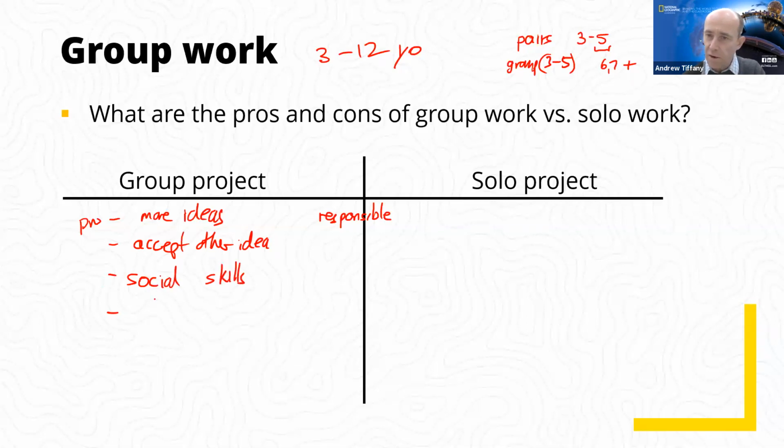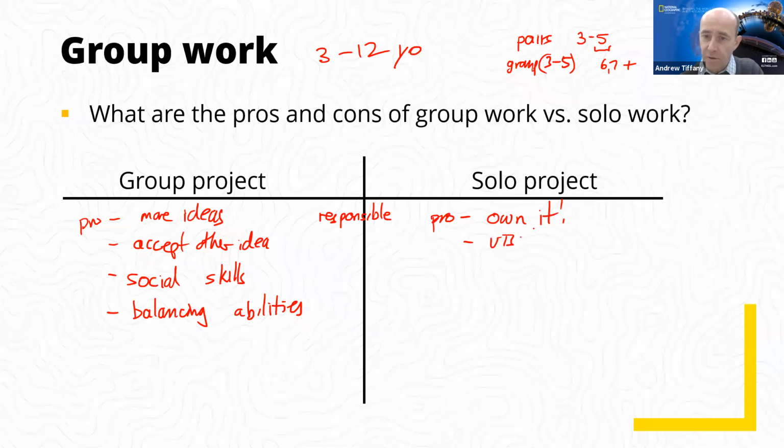I saw someone earlier, I think someone wrote something about balancing abilities in a group, which is a good one as well. Some people are good at coloring, some people are better at writing, et cetera, right? If those are skills that are in your project. Balancing abilities. Learning to listen, yeah, so that's kind of a social skill, right? Group creativity. Solo, yeah, it's more visible. Maybe you own it, right? And you have a very visible understanding of what's going on for that student.